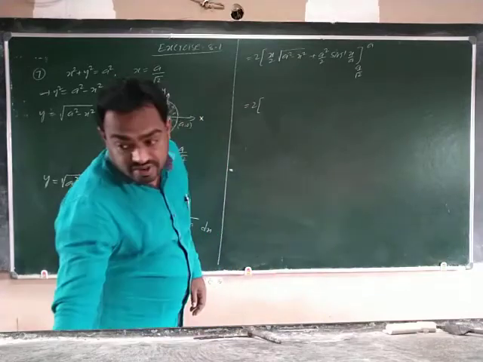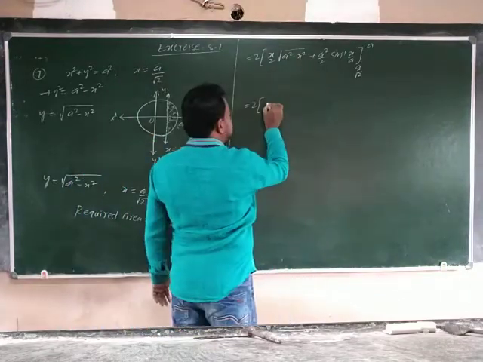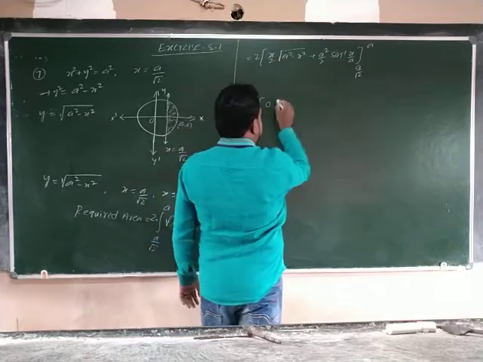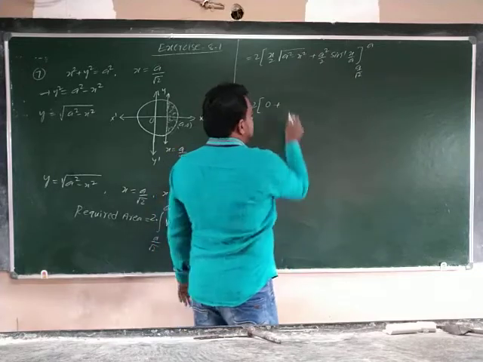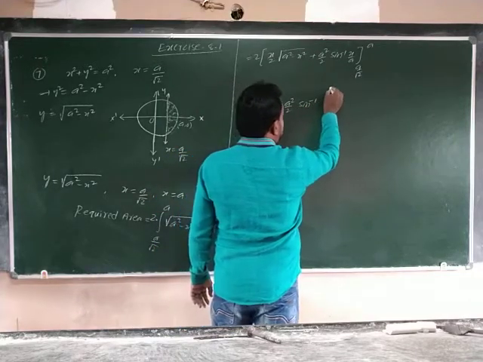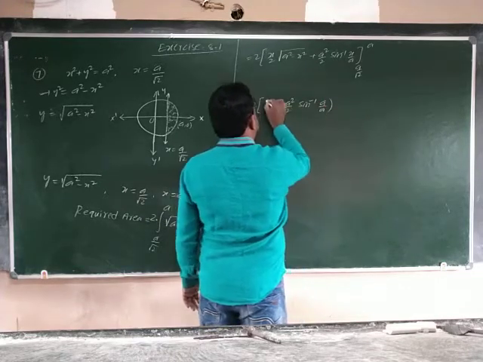First, the upper limit. What is the upper limit? A. So a square minus a square, this is 0. A by 2 into square root of a square minus a square, this is 0. Plus a square by 2 into sine inverse of, in place of x, a by a. This is the upper limit.